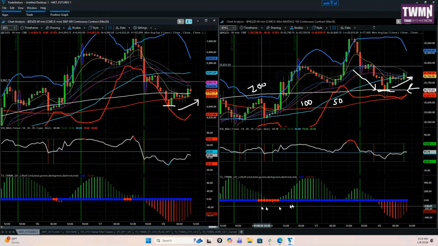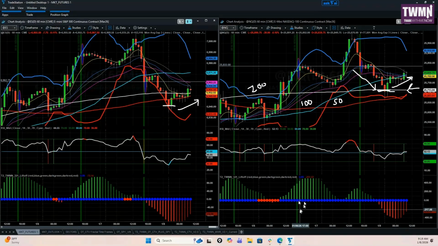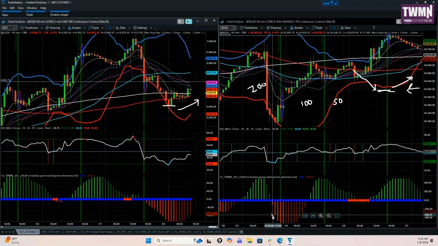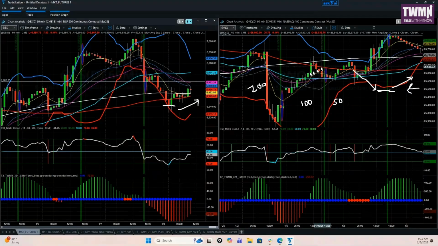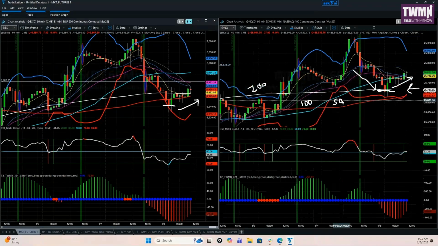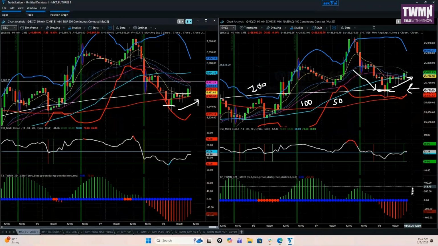line right here. And if it does that, it could go into compression, or it could just do like what we've seen here, where it comes down and then it comes up, and then it just goes positive, and we get this kind of a rally right here. So we can watch that indicator and see what's going to happen there.